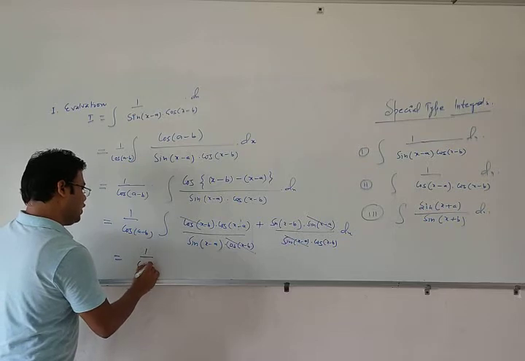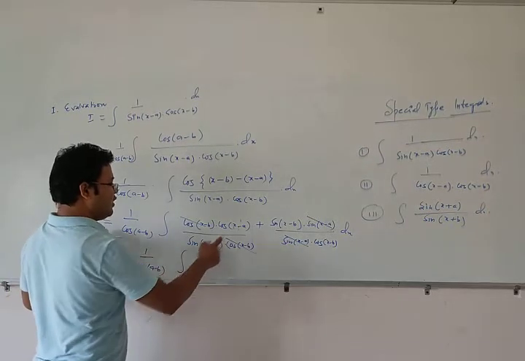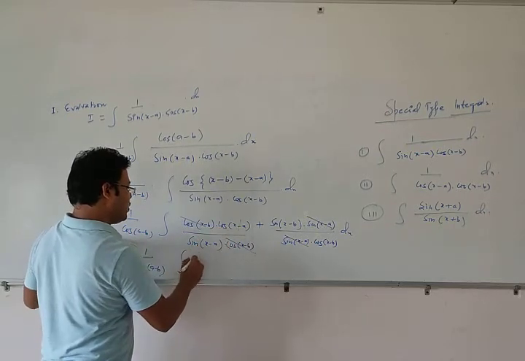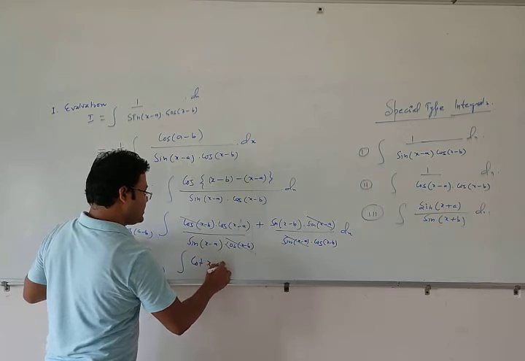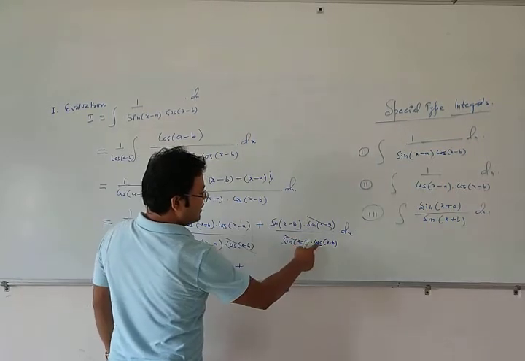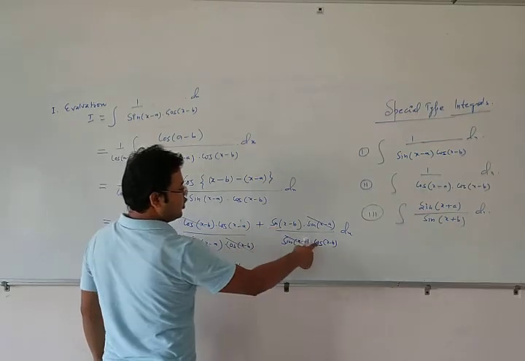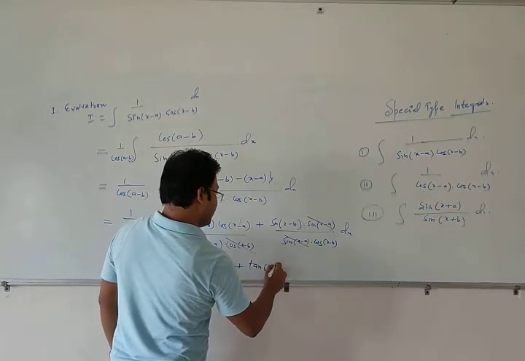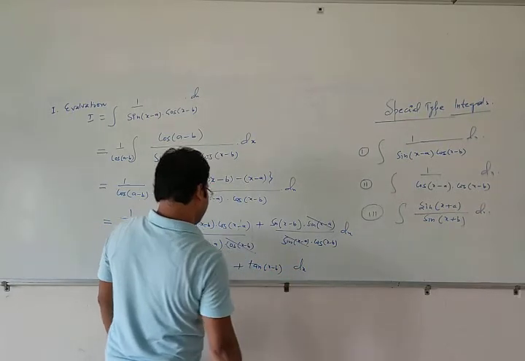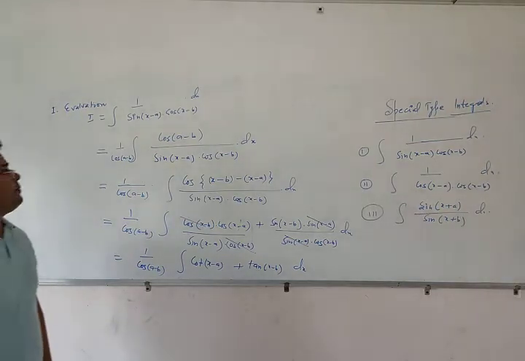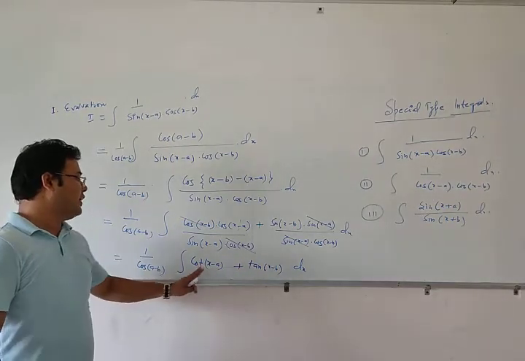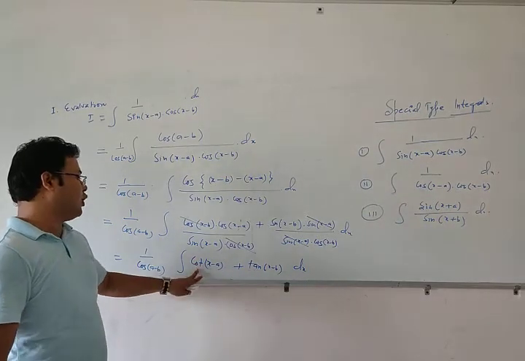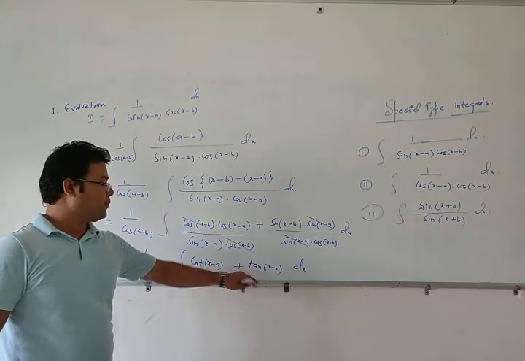So we can write 1 upon cos(a minus b), integration of, here both the angles are the same. Here is cos and here is sine, cos by sine, cot. This is cot(x minus a) plus, here the upper term is sine and the lower is cos and the angle is the same, so we can write tan(x minus b), and here is dx. Now you can see that both of these integrals are easily integrable, so you can use the formula of integration of cot x and integration of tan x.